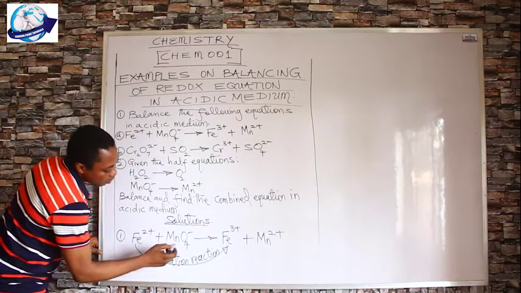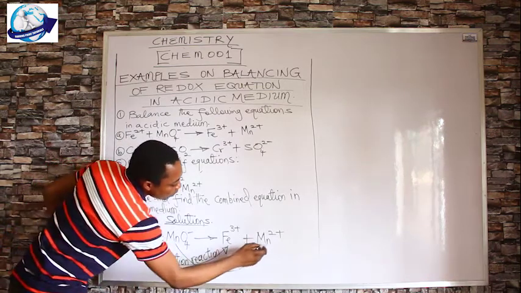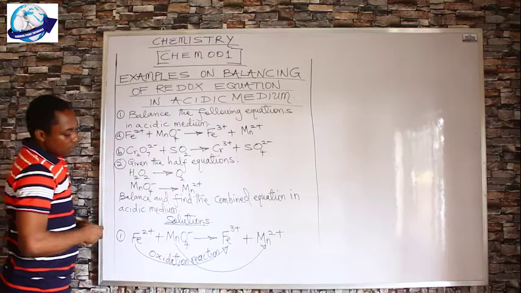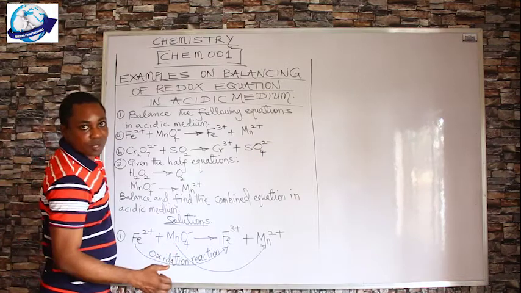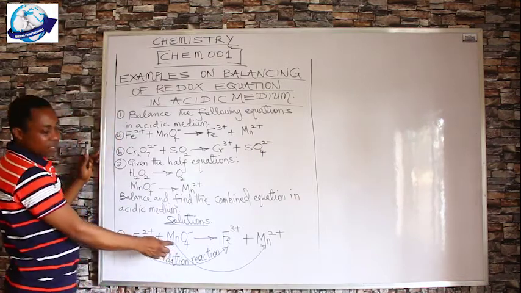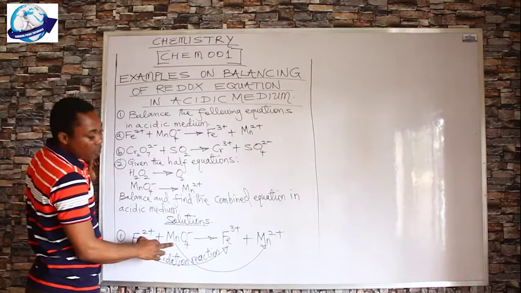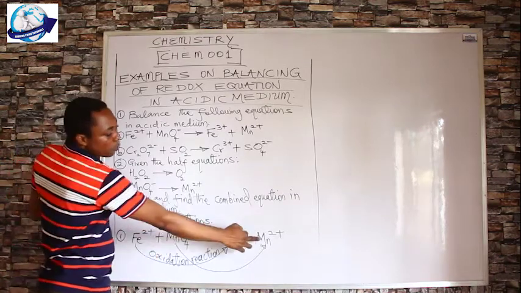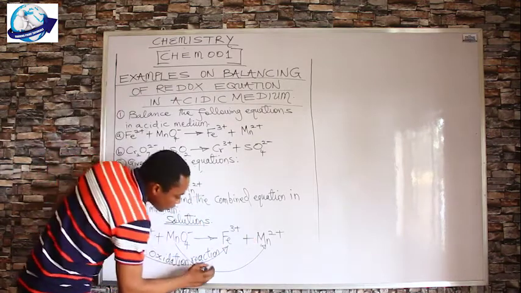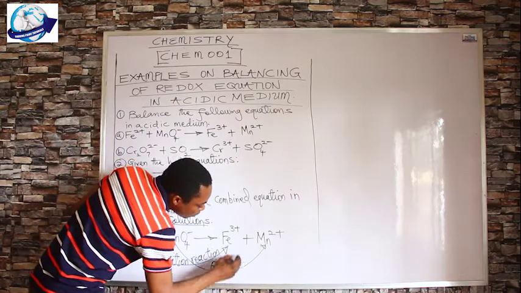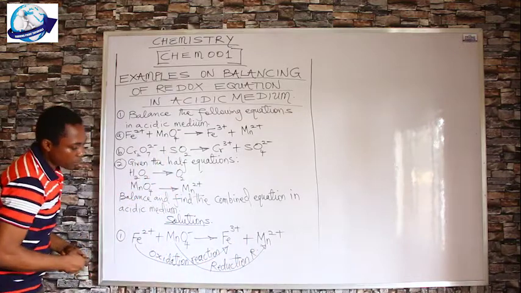Then on the other hand, MnO4- changes to Mn2+. That means the removal of oxygen from MnO4- means a reduction reaction. Or we look at the manganese ion: in MnO4-, manganese has an oxidation number of +7. Now it has reduced to +2. That is a reduction reaction, a decrease in oxidation number. So we can call this side the reduction reaction. Then we move on to the next aspect.